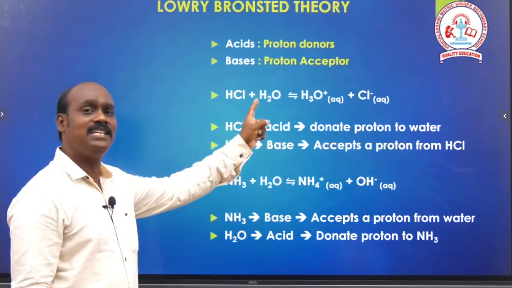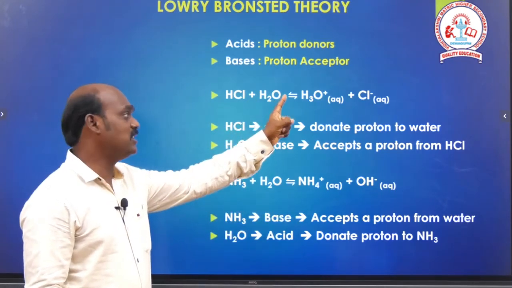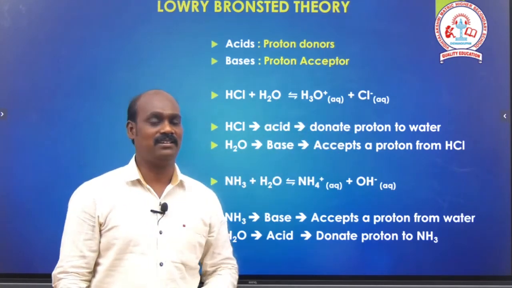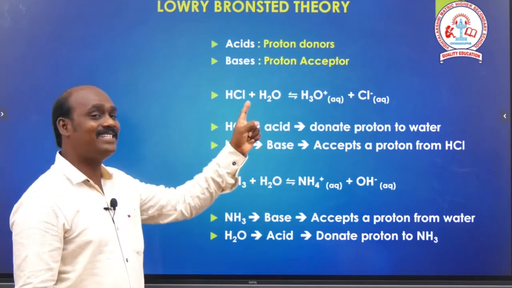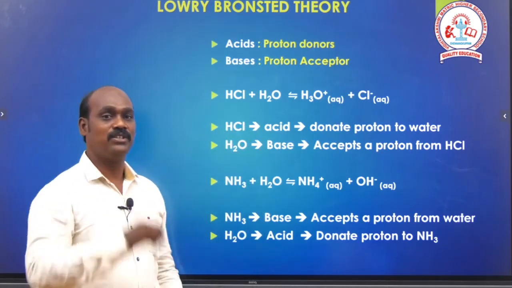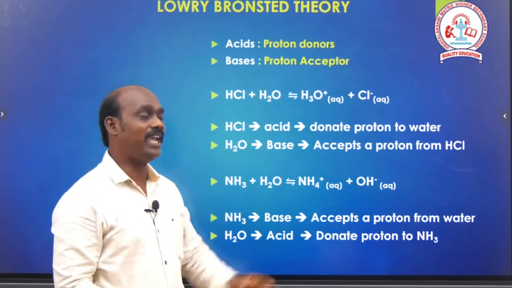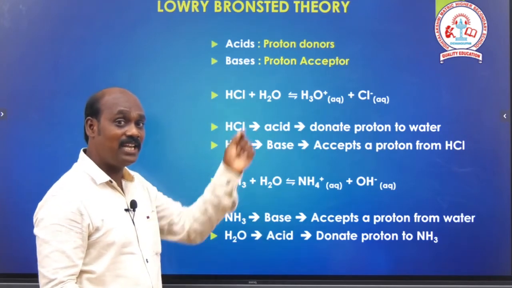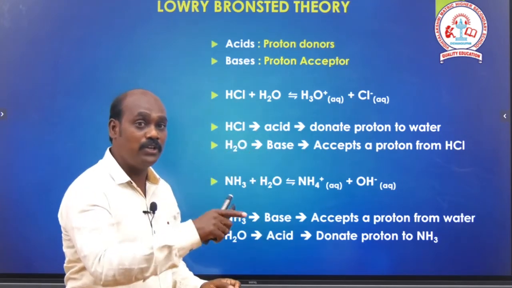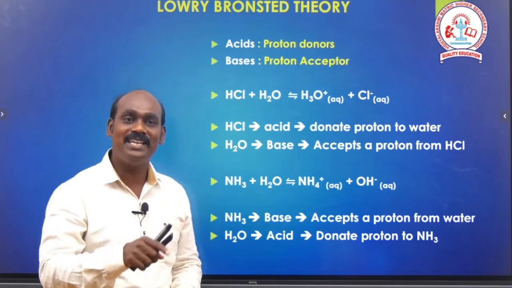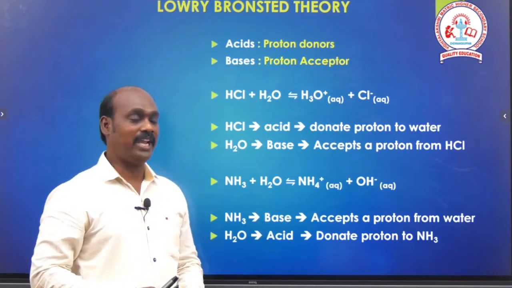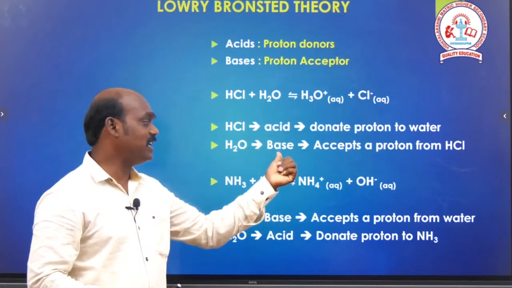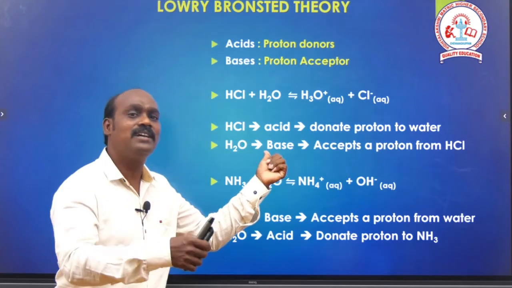Here hydrochloric acid is dissolved in water, which produces H3O+ and Cl- ions. Here hydrogen donates a proton to the water molecule, which forms H3O+ and Cl-. So HCl donates a proton to water, so HCl acts as the acid. Next, water. Water accepts the proton, so it is considered a base.